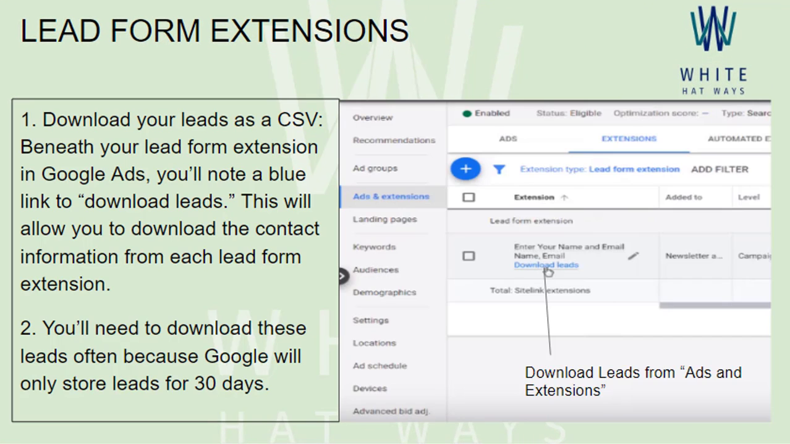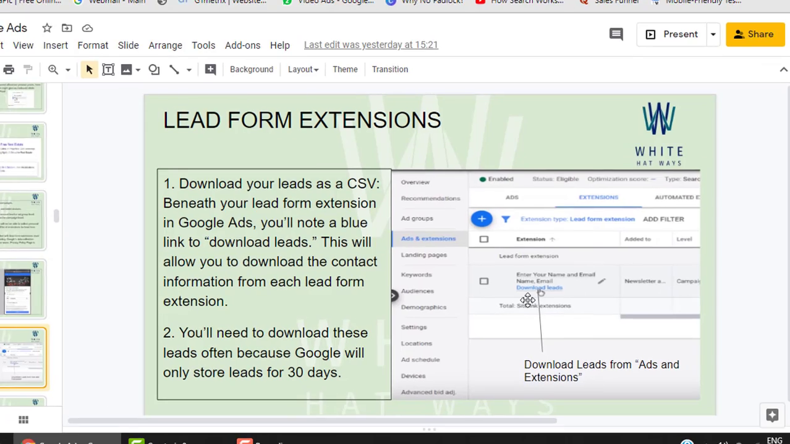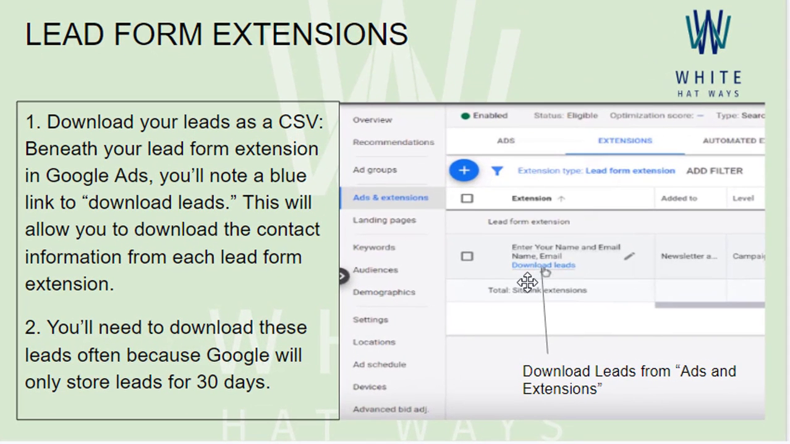What it says is that these leads can be downloaded in the CSV format. Beneath your lead form extension in Google Ads, you will note a blue link to download leads, as is shown over here. So for the advertiser, this blue colored download leads link will show up, and clicking on this, he can download all the leads, all the information which the prospective buyers have filled, clicking on his lead form extension.